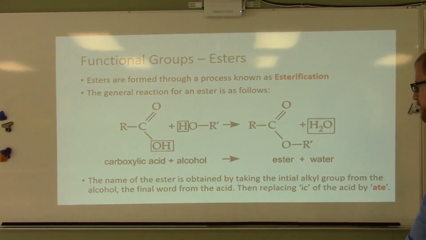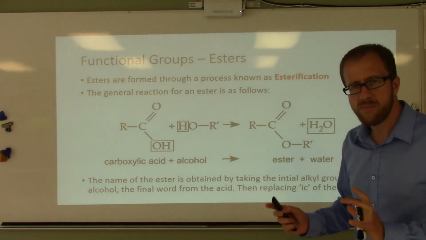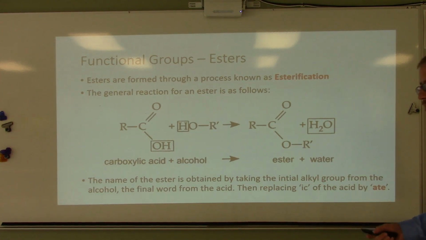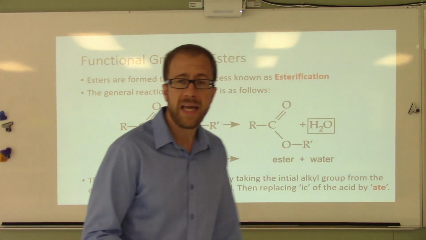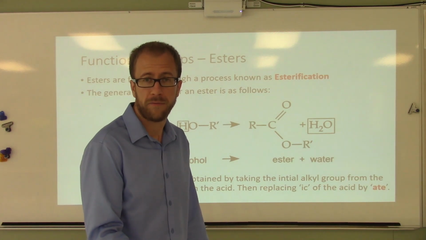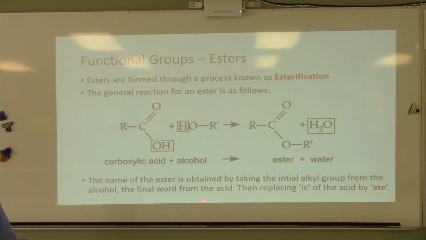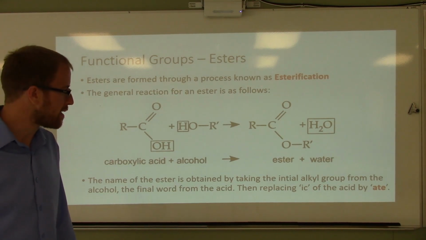Now when we're naming these, it's a little tricky, but once you get the hang of it, it's not that bad. So we take the initial alkyl group from the alcohol. So let's say it was methanol. You'll take meth from that. And the final word from the acid, and then you replace the ic of the acid with an ate.